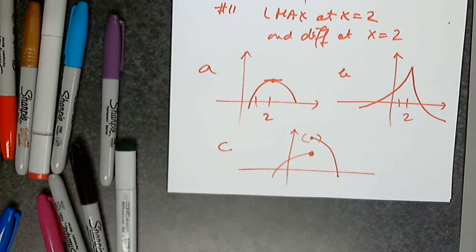So is it here? Is it at the end? 11C. What's chapter 4? Chapter 4, 11C. There is no local. They may have meant absolute, but not local. It cannot be a local.